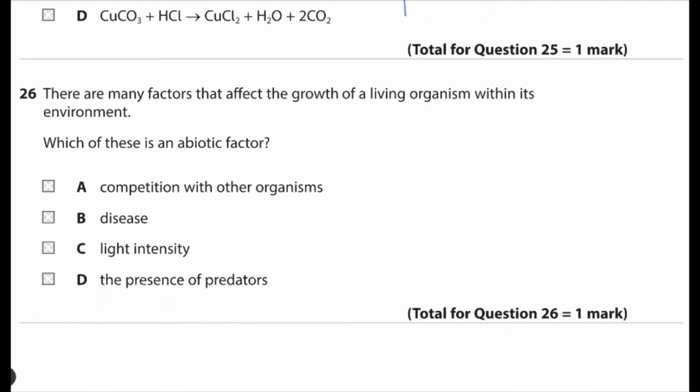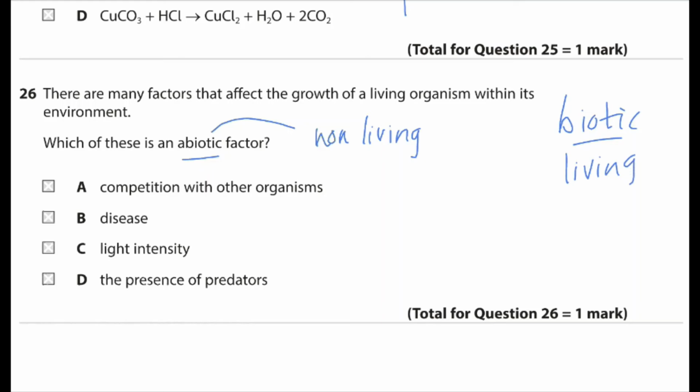26th question. There are many factors that affect the growth of a living organism within its environment. Which of these is an abiotic factor? So abiotic means non-living. Biotic factor means living factor. So we'll look at what are the non-living things over here. Competition with organisms, diseases, light intensity, the presence of predators. Light intensity will be the non-living factor.